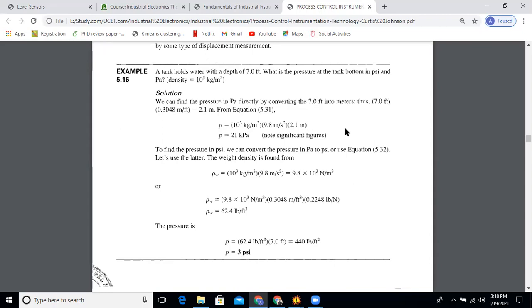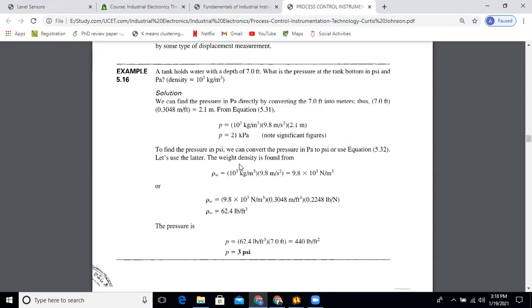We are multiplying by 9.8 meter per second square because it's the gravity, which acts vertically on most surfaces, with the value of g, and 2.1 meter is the depth of the water. And by calculating it, we can say that the value of pressure will be equal to 21 kilo Pascal.